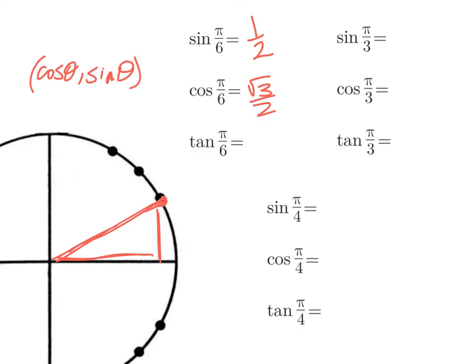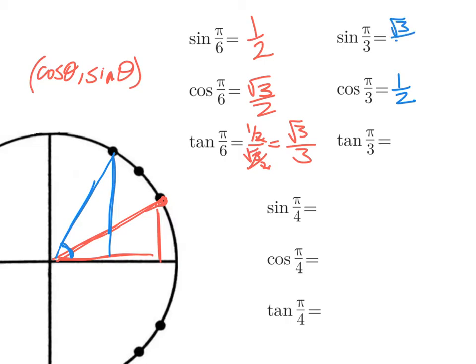Then when we find tangent, tangent is sine over cosine. So 1/2 over square root 3 over 2. And the over 2's cancel, so this is 1 over root 3, which is root 3 over 3. When we look at pi over 3, now the central angle is the pi over 3, or the 60 degrees. Same triangle, it's just the x and y coordinates are switched around. So now our cosine is going to be 1/2, and our sine is going to be root 3 over 2. Since tangent is sine over cosine, root 3 over 2 over 1/2. The over 2's cancel, and we're just left with root 3.